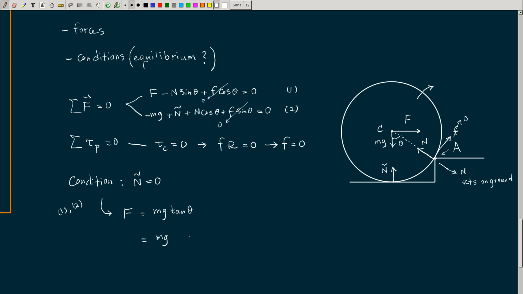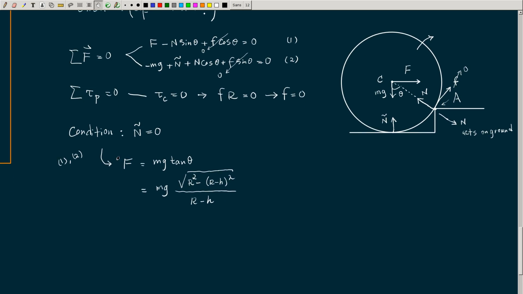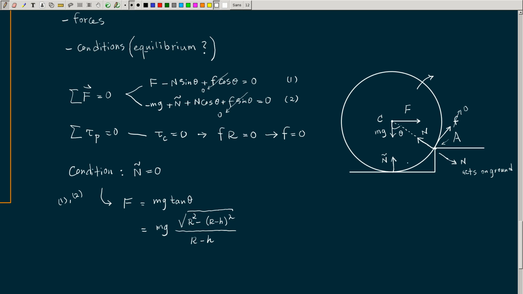mg tangent theta will be, okay, it will be kind of dirty. A square root of r squared minus r minus h squared, over r minus h. Basically, I'm drawing a triangle here. This is r, and this is r minus h, and this is going to be the square root of r squared minus r minus h squared.